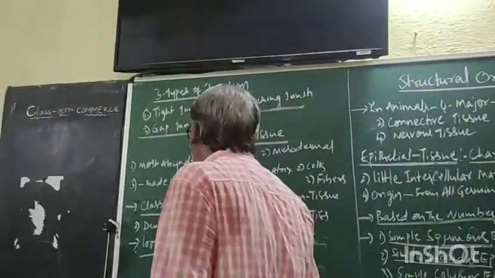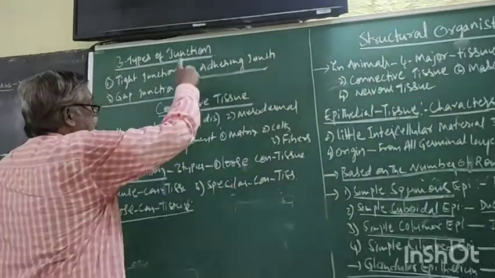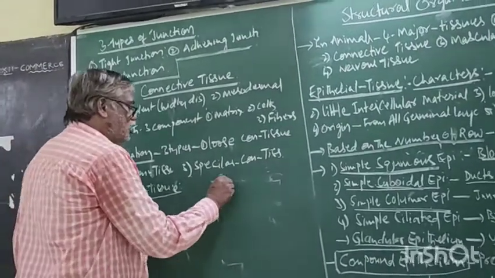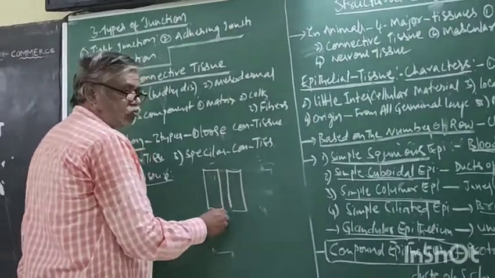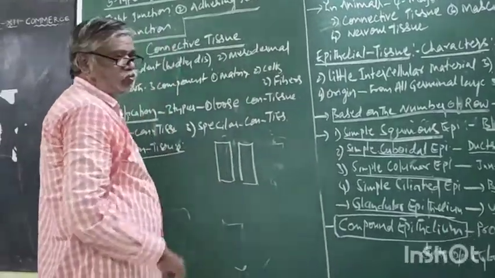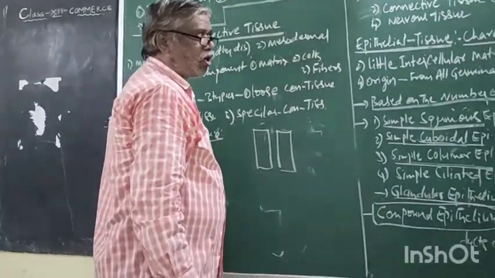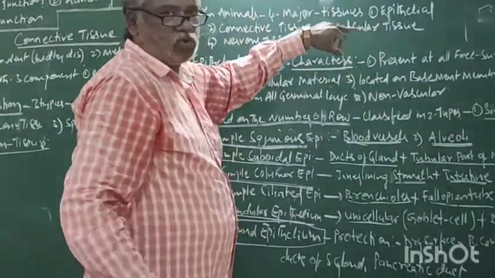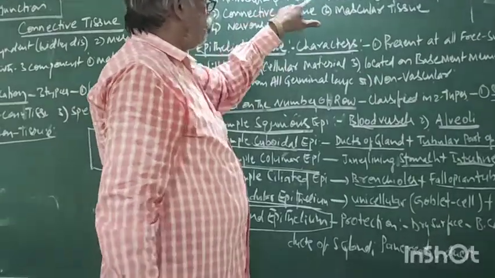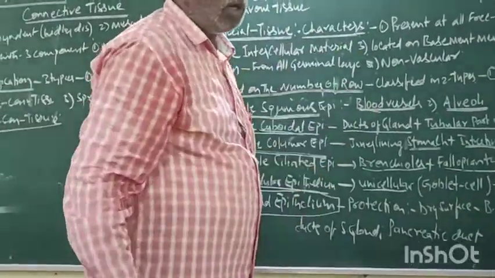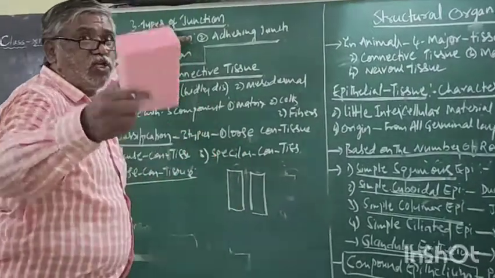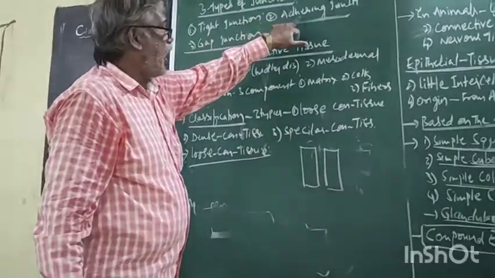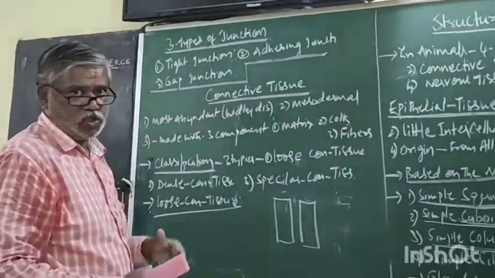Now come to the three types of junctions. A junction is where one cell meets another cell. Not only in epithelium, but in all tissues, whether epithelium, connective tissue, muscular tissue or nervous tissue, we can find the three types of junctions: tight junction, adhering junction, and gap junction.